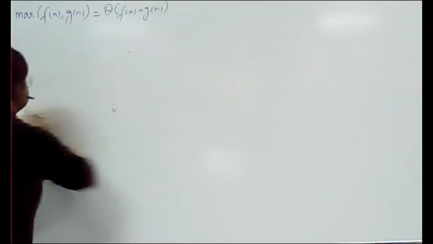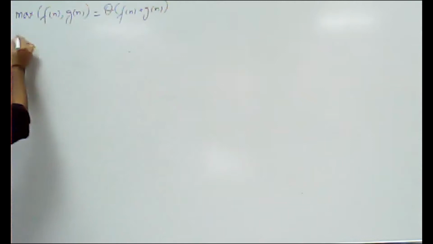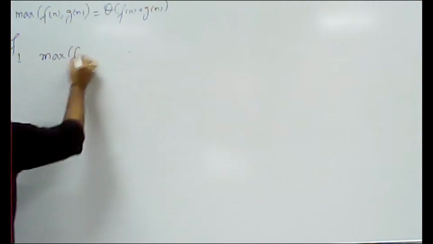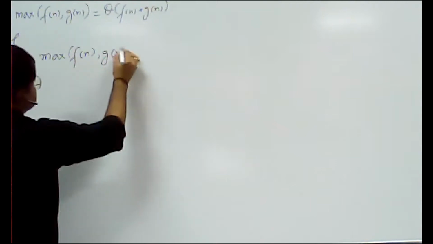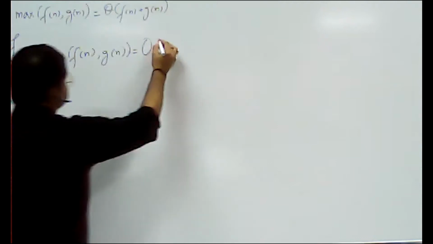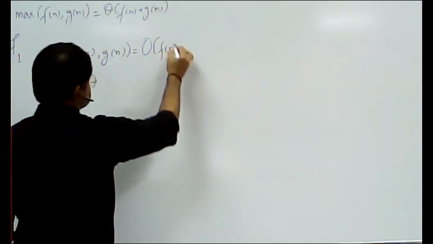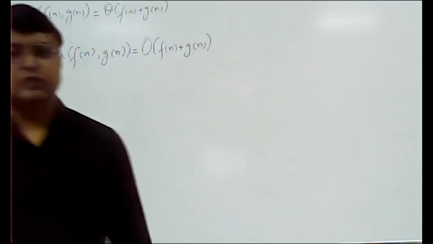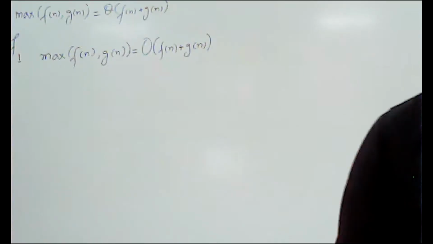Is this to prove that any function is theta of g(n)? We have to prove that f(n) is equal to big O of g(n) and f(n) is equal to omega of g(n). So similarly, what we will prove? That max of f(n), g(n) is equal to big O of f(n) plus g(n). Okay.